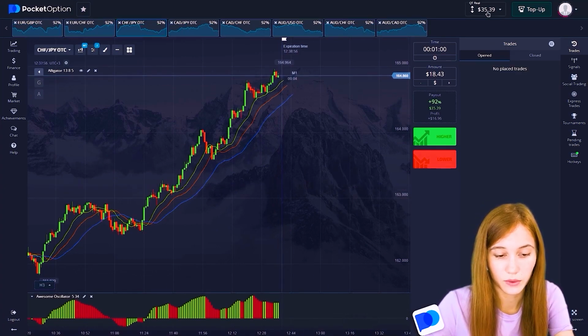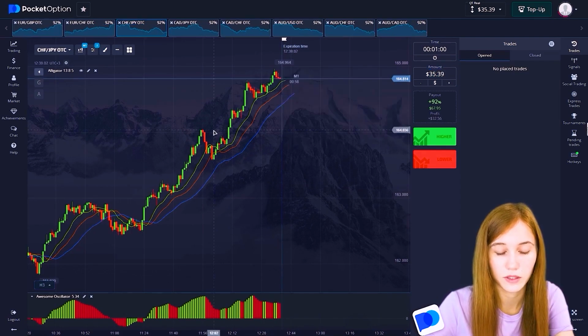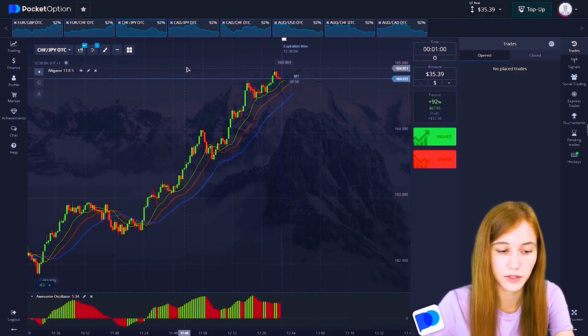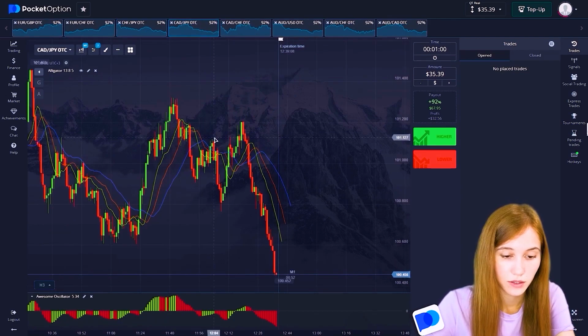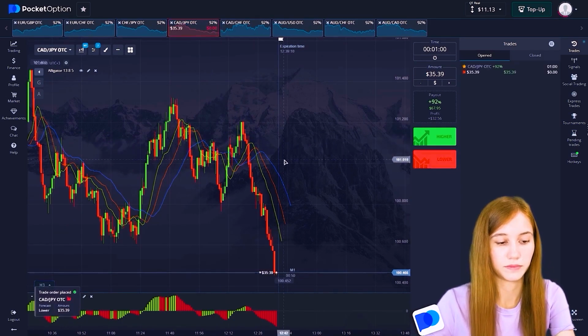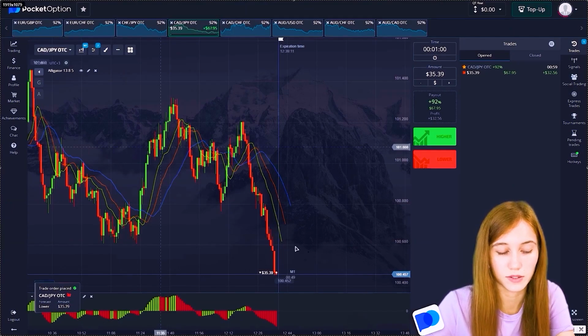Let's take a look at our chart. We see a positive deal, $35. Let's increase the deal amount, and on to the next concept. Here we are. We open a downward trend and proceed to technical analysis.